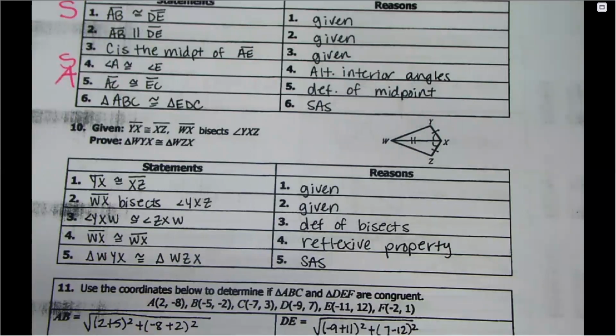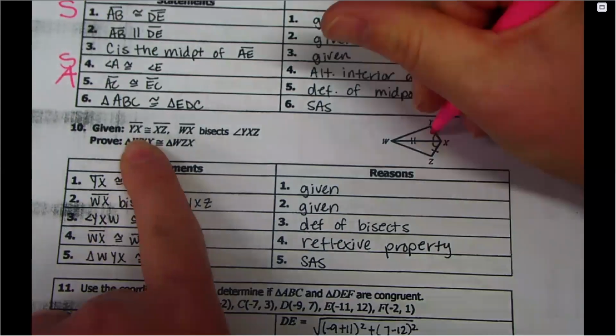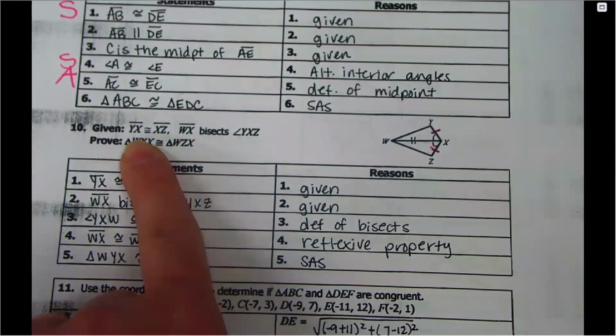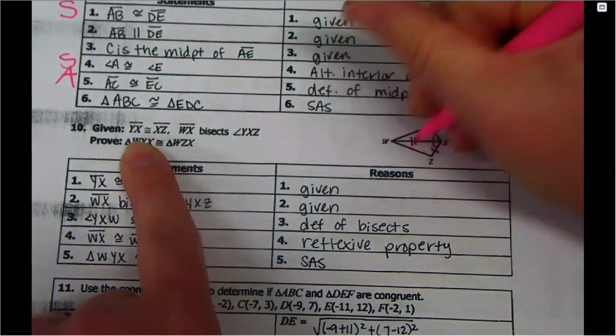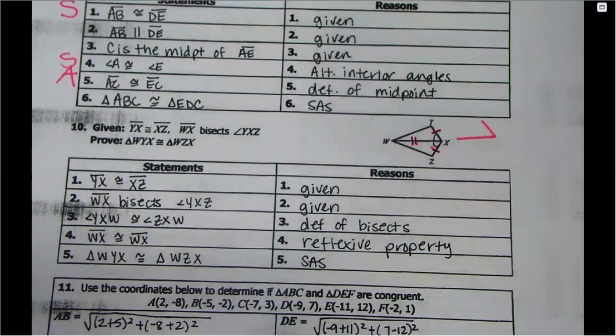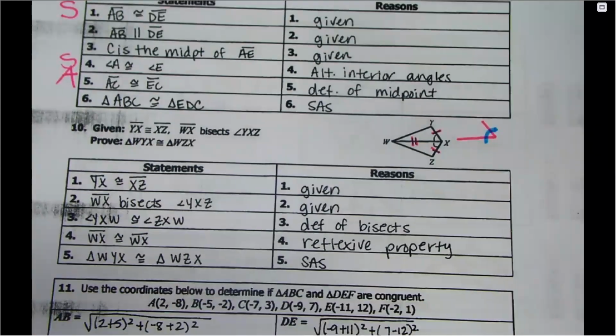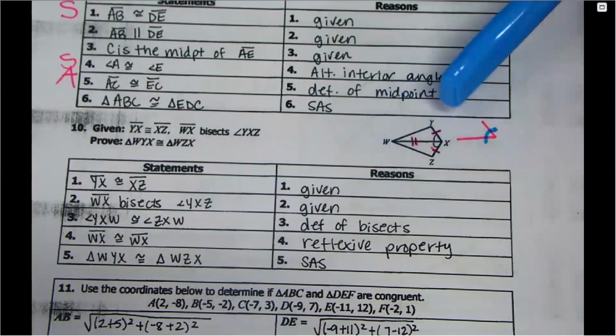Like with this second one down here, they tell you that these two are congruent. So you already know that those two are congruent. You also know the reflexive property. So since you know those two sides, you have to talk about the included angle. It has to be that included angle. You can't talk about the angle down here or the angle up top because those are not the included angles.